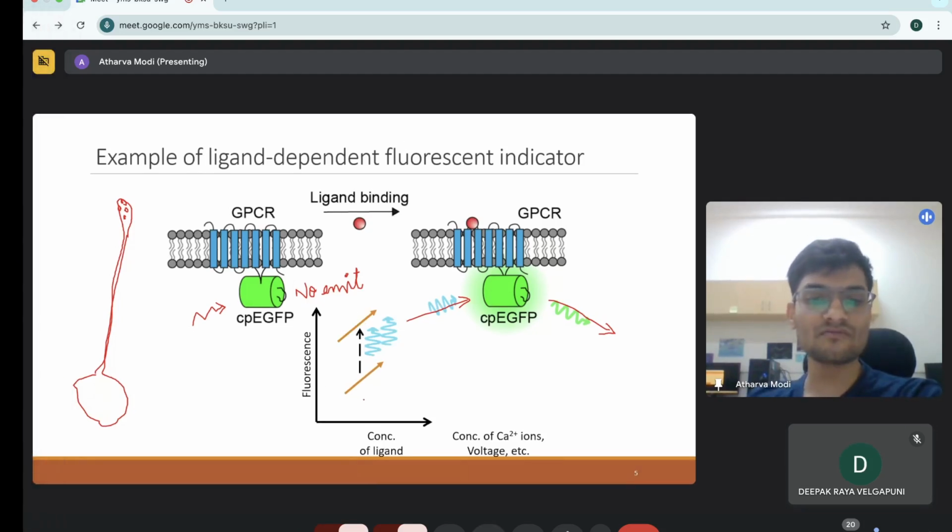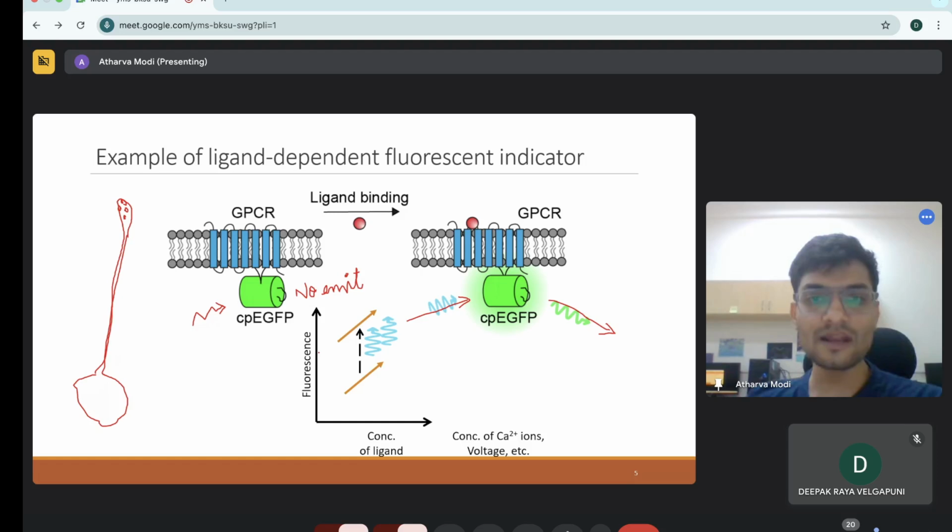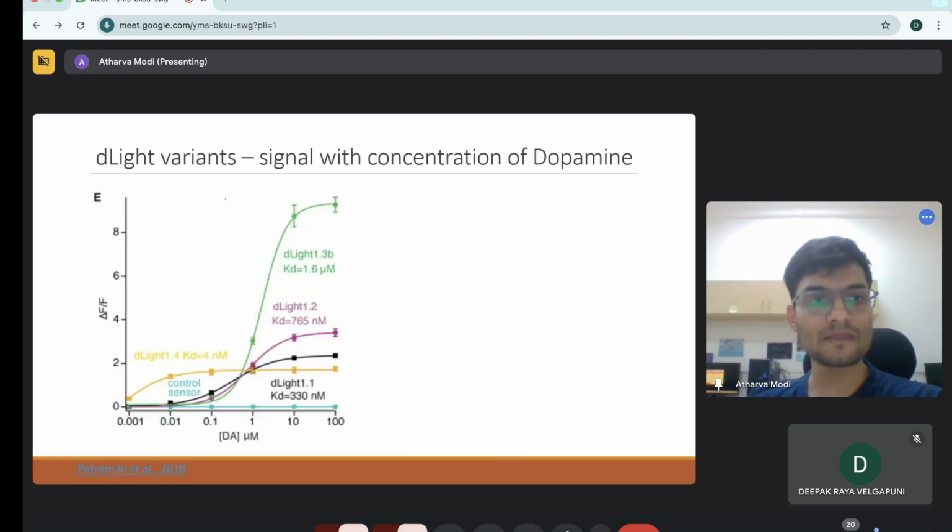So in general, this is just a note, we don't consider fluorescence as the signal, we consider the change in fluorescence as signal. For example, this is one type of biosensor for dopamine, dLight.